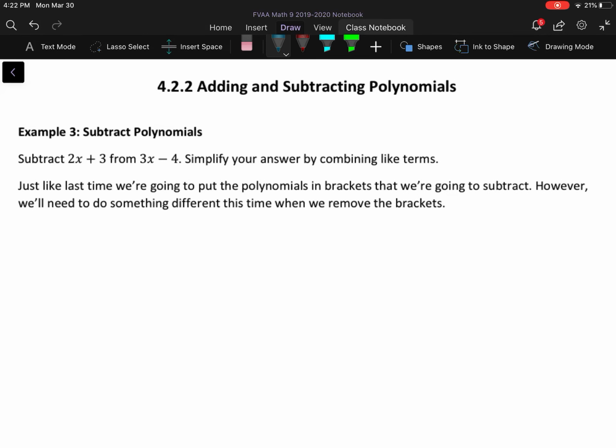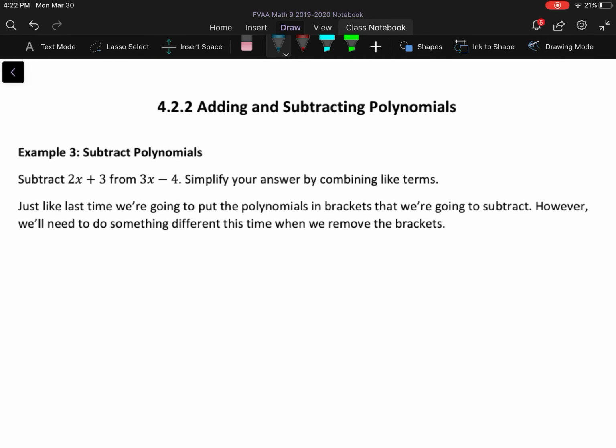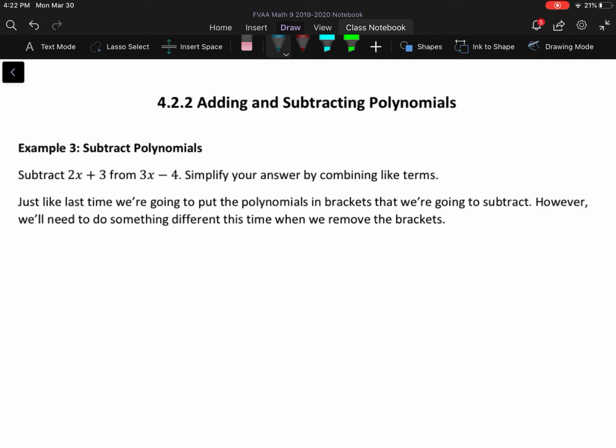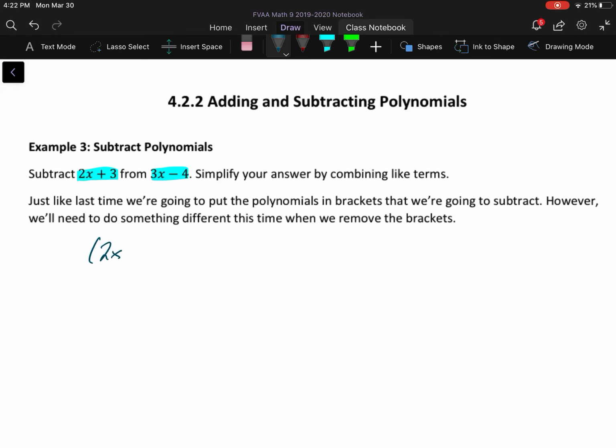Okay, so example 3, subtract polynomials. So now you're going to use the skills that we talked about here and apply them to subtracting polynomials. All right, so we have two polynomials given to us here, 2x plus 3 and 3x minus 4, and we're going to want to simplify our answer by combining like terms. So just like last time, we're going to put the polynomials in brackets, but now instead of separating the brackets with a plus sign, because we were adding polynomials before, we're going to separate the brackets with a minus sign because we are subtracting the polynomials.